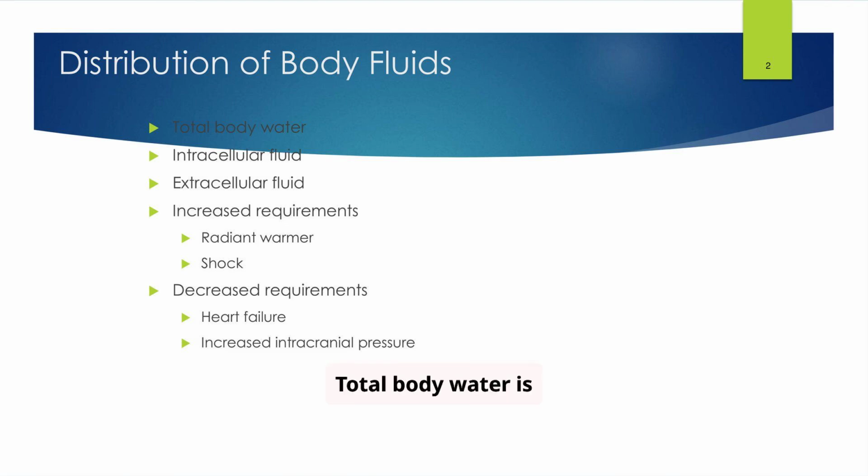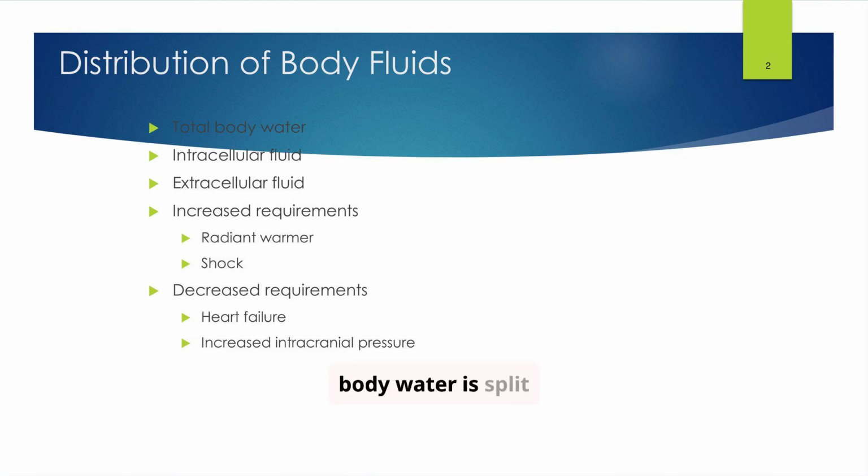Total body water is divided into intracellular fluid within the cells and extracellular fluid outside the cells. Extracellular fluid includes interstitial fluid and plasma. Fluid requirements can increase in conditions like radiant warmer use or shock, while they may decrease in situations such as heart failure or increased intracranial pressure.